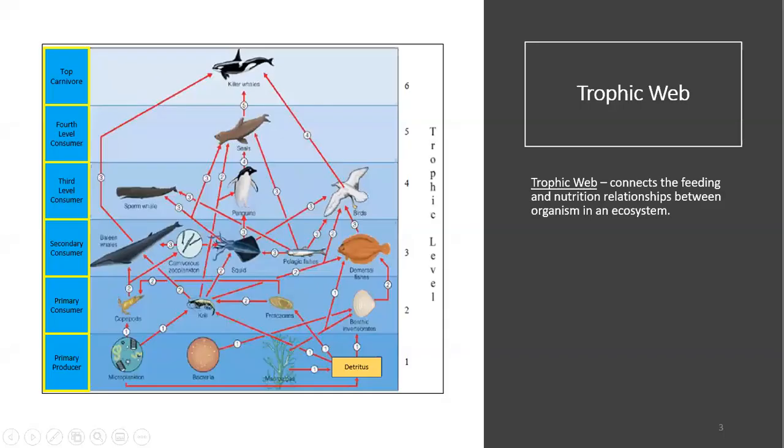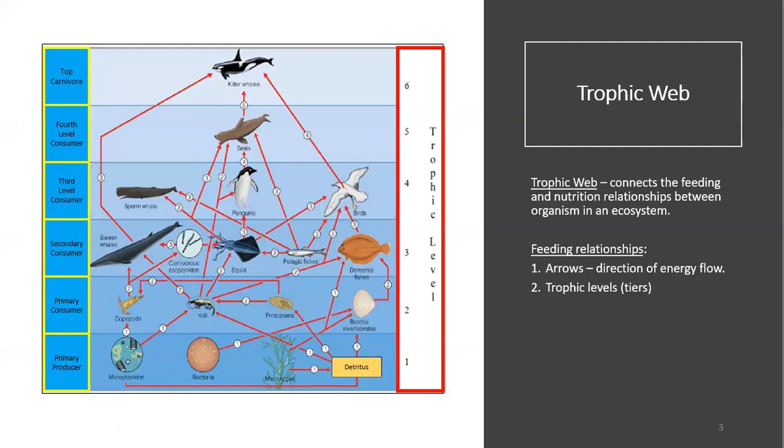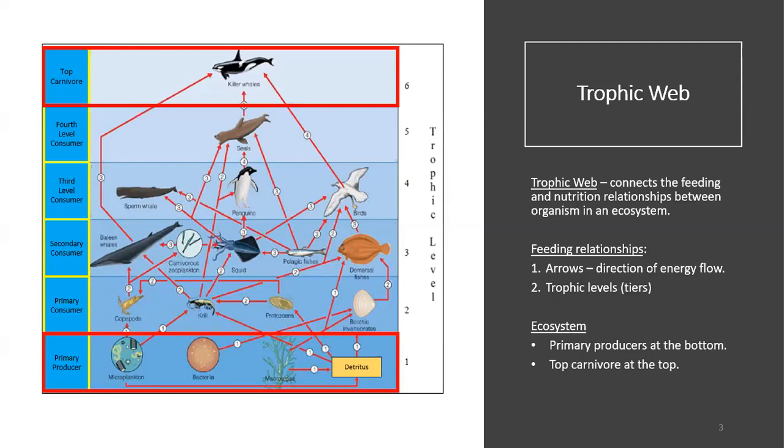The trophic web. A trophic web connects the feeding and nutrition relationships between organisms in an ecosystem. In a trophic web, feeding relationships are depicted in two ways. One, red arrows indicate the direction of energy flow through feeding, with circled numbers on each arrow indicating the number of trophic levels, and two, trophic levels or tiers. Additionally, all ecosystems are comprised of primary producers at the bottom, with top predators at the top.